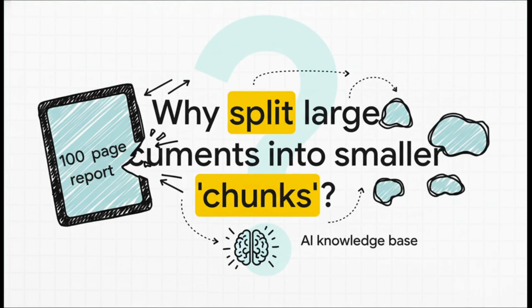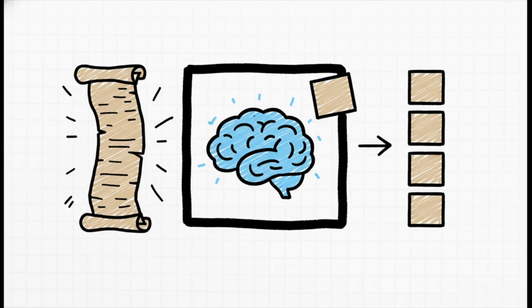Why all this work? Why do we have to split everything up into these little chunks? Why can't we just feed a whole 100-page report into the system all at once? Well, the answer is pretty simple. AI models have what's called a fixed context size. You could just think of it as a limited attention span. They can only process a certain amount of information at any given time. So by breaking our big documents into smaller, more focused chunks, we make sure that each piece can actually fit within that limit. We're making it digestible for the AI.